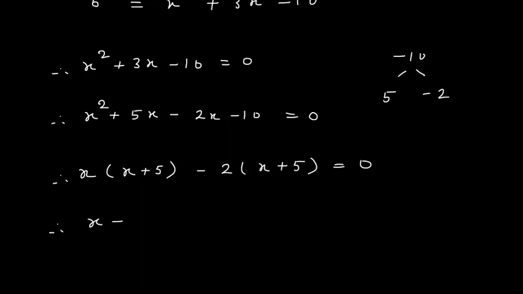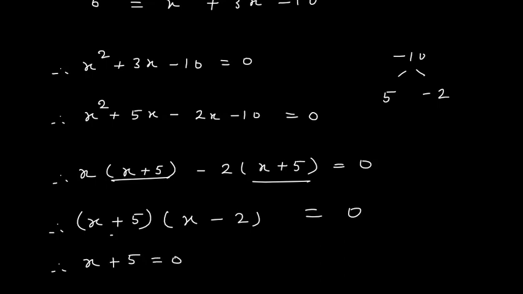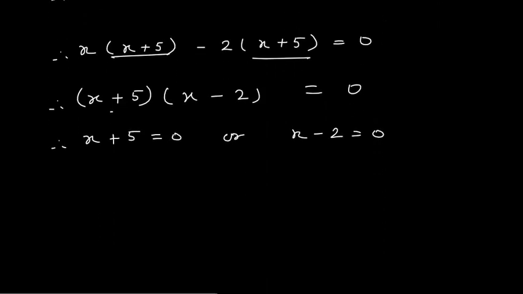So therefore it gives us x plus 5 in one bracket and x minus 2. Okay, we are taking this x plus 5 common. So in one bracket we have x plus 5, here x is remaining and here minus 2 is remaining. So x plus 5 into x minus 2 is equal to 0. Therefore we have x plus 5 equal to 0, or we have x minus 2 equal to 0. So this gives you x is equal to minus 5, or x is equal to plus 2.